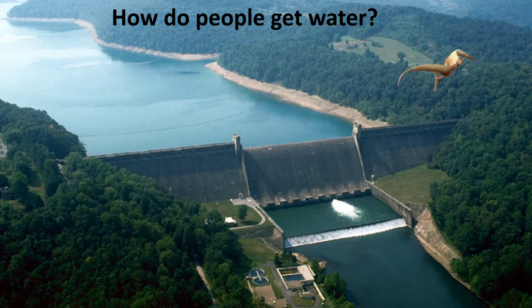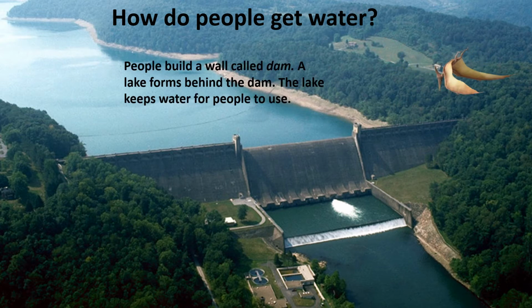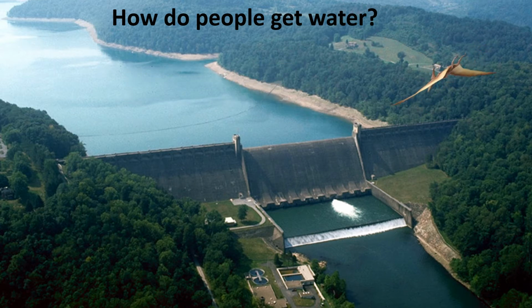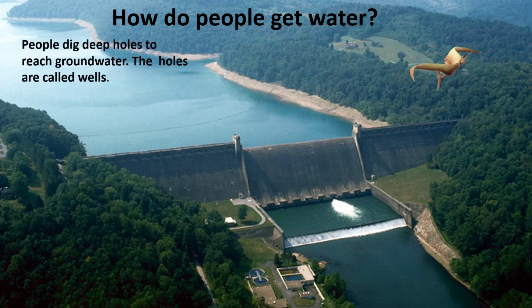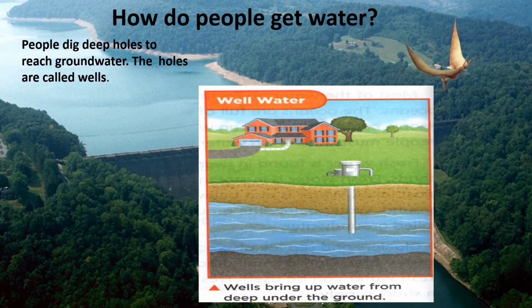But how do people get water? People build a wall called dam. A lake forms behind the dam. The lake keeps water for people to use. People dig holes to reach groundwater. The holes are called wells. Wells bring up water from deep under the ground.